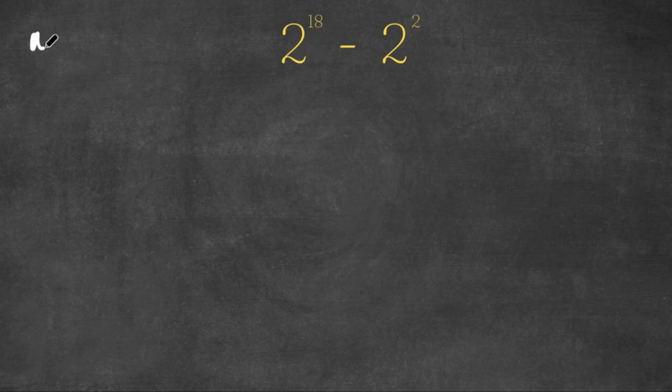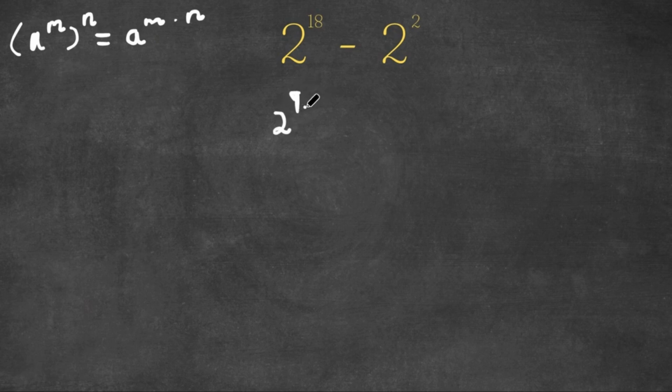If we have something in the form a to the power of m to the power of n, this can be written as a to the power of m times n. And this same thing also works vice versa. If we have something in the form a to the power of m times n, this can be written as a to the power of m to the power of n. As you can see here, we have 2 to the power of 18, and 18 can be written as 9 times 2, right? So now we have 2 to the power of 9 times 2 minus 2 squared.